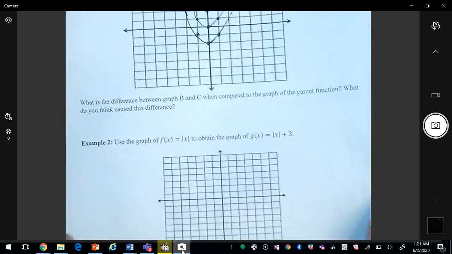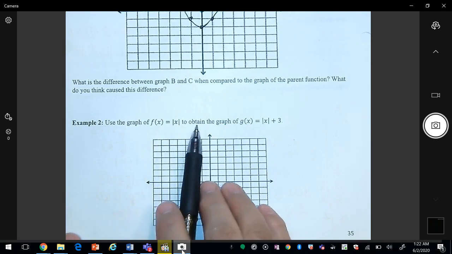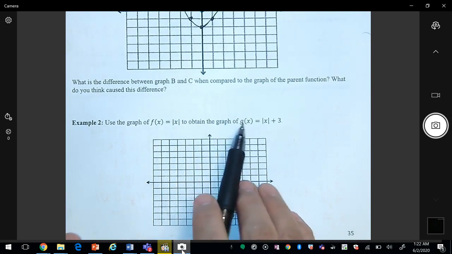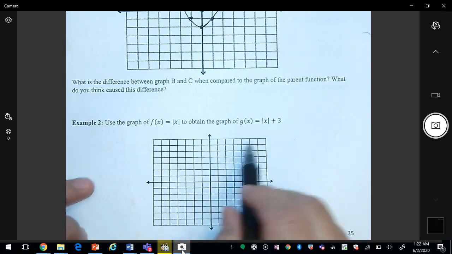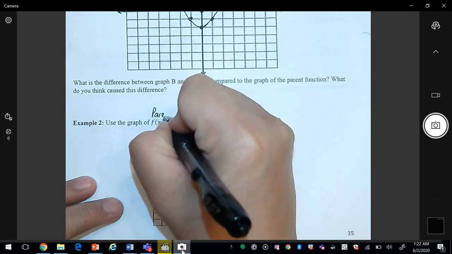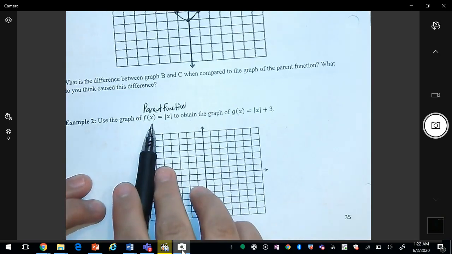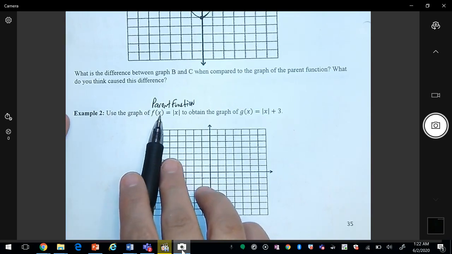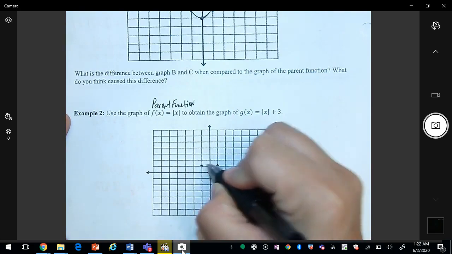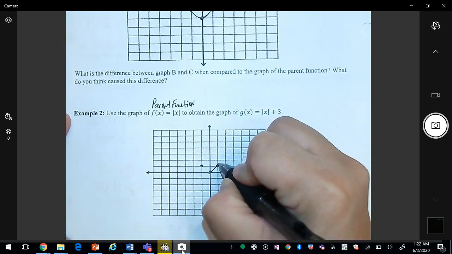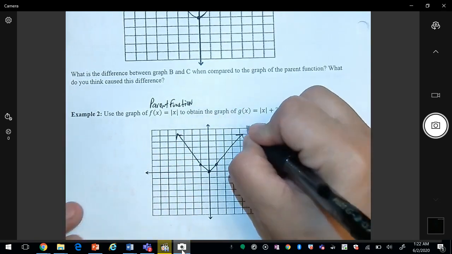Okay, so let's look at an example. Use the graph of f of x equals the absolute value of x to obtain the graph of g of x equals absolute value of x plus 3. So first, you want to identify the parent function. So this is the parent function. You can refer to section 1.6 if you're not sure what the graph looks like. But the absolute value is going to be a V-shaped graph, almost like a parabola, but it's a V instead of a U. So this is f of x.